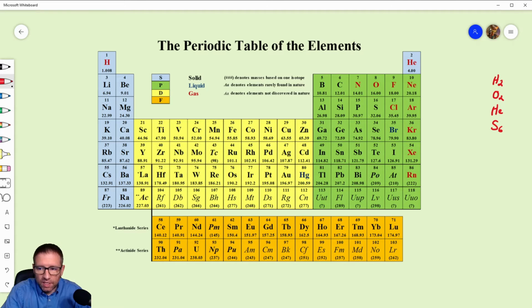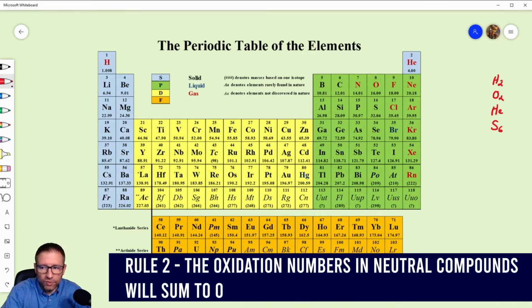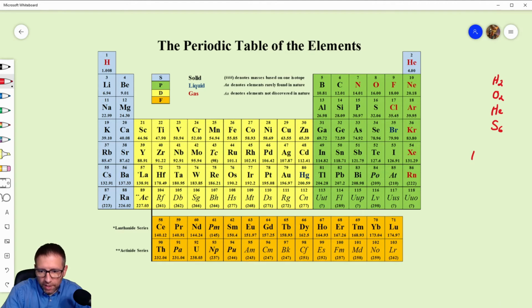The second rule is that oxidation numbers in a neutral compound will sum to 0. What does that mean? If it's a neutral compound like water, H2O, then we do the oxidation numbers for oxygen and then hydrogen, and add all that up together. We're going to do some more examples in a minute, but just for this quick rule, oxygen is -2 and hydrogen is +1, but there are 2 of them. When you add all that up, it equals 0. So when you sum up the oxidation numbers for any neutral compound, they sum up to 0.